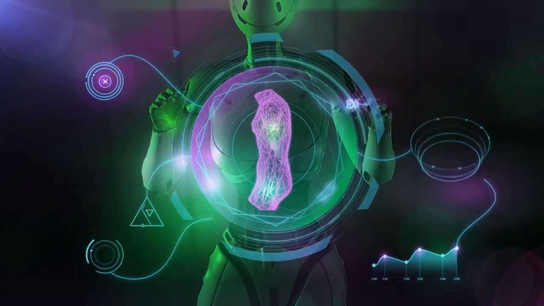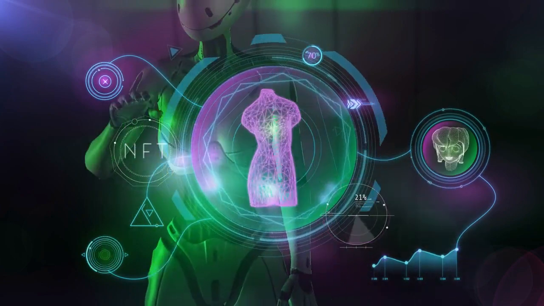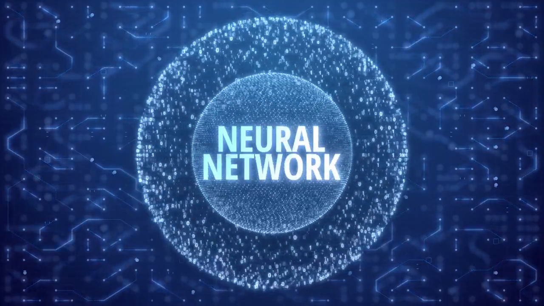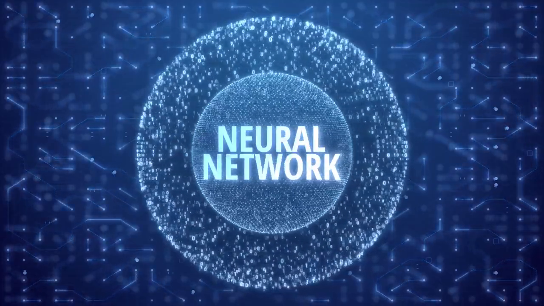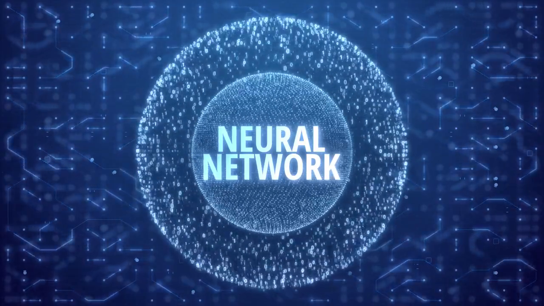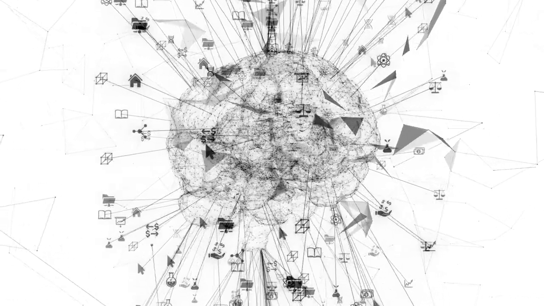Once the neural network has been trained, it can be used to generate new content. The neural network will generate new content by randomly sampling from the patterns and relationships that it has learned. The new content will be similar to the training data, but it will not be identical.